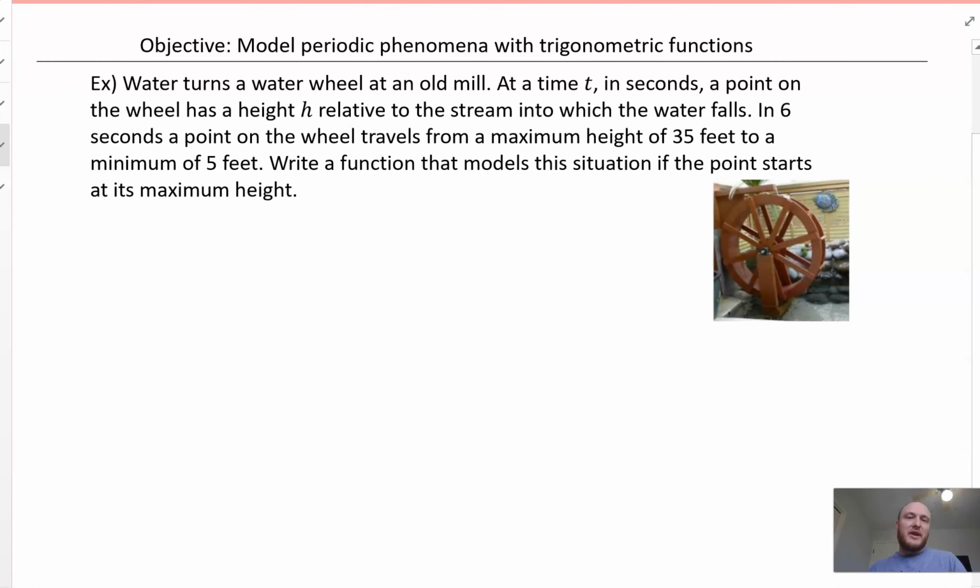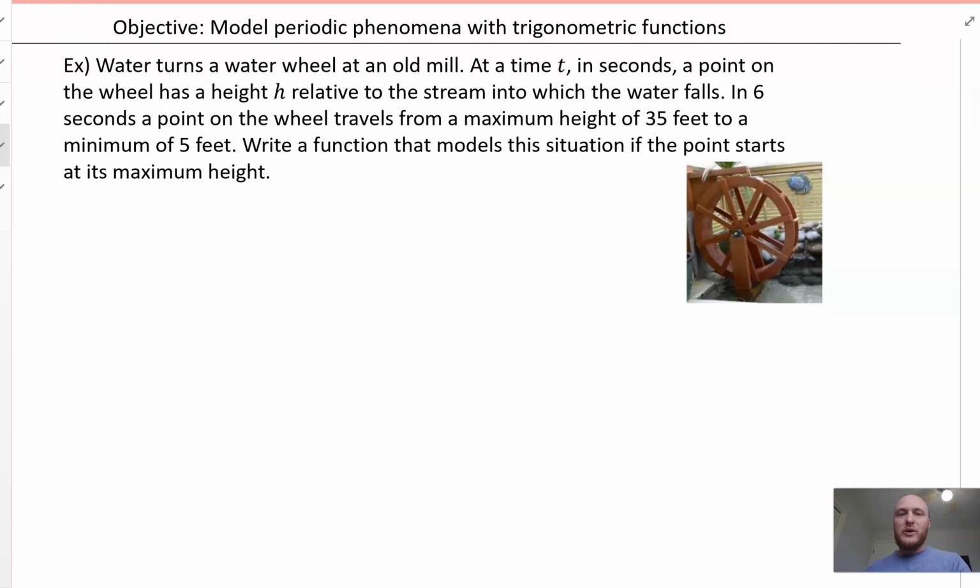Okay, last example that I have, here it says, water turns a wheel at an old mill. At time t in seconds, a point on the wheel has a height h relative to the stream into which water falls. So they say in 6 seconds, a point on the wheel travels from a maximum height of 35 feet to a minimum of 5 feet.